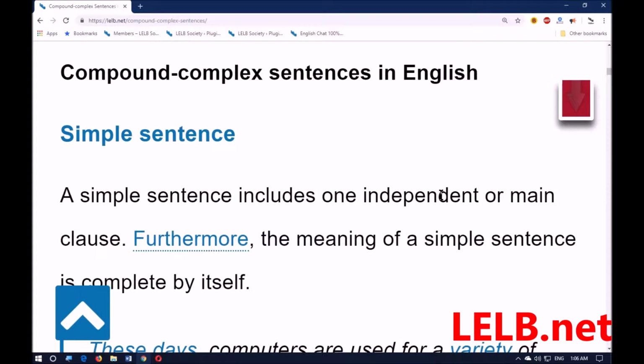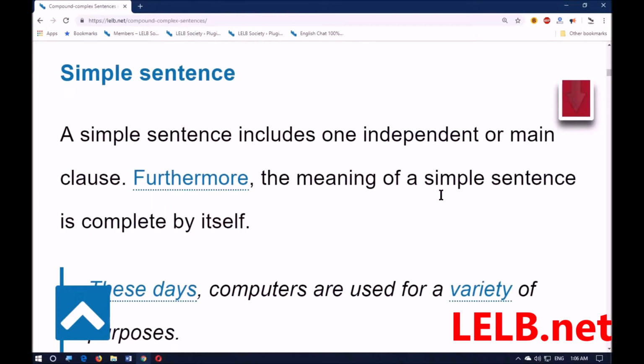So, there is a hierarchy. Different types of sentences start from simple, then compound, then complex, and then compound complex sentences. Let's start with simple sentences. A simple sentence includes one independent or main clause. So first of all, you need to know what a clause is, and also what main clauses and dependent clauses are. Furthermore, the meaning of a simple sentence is complete by itself.